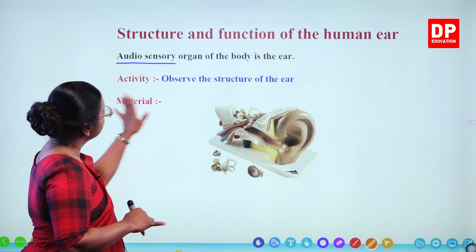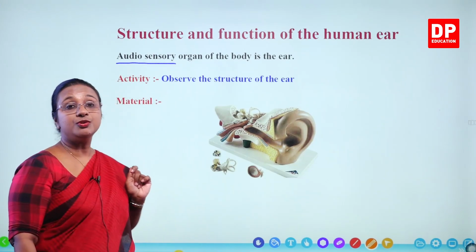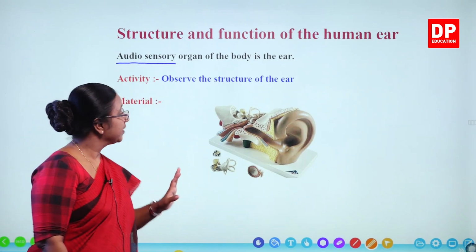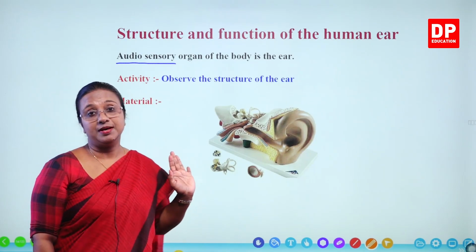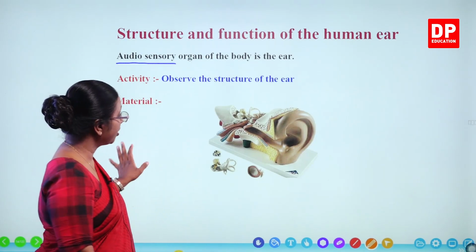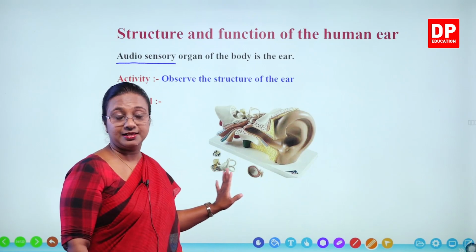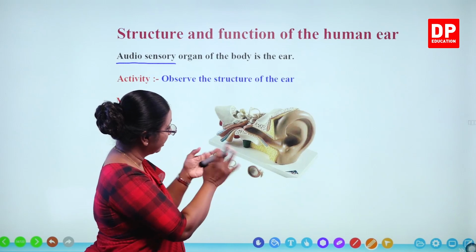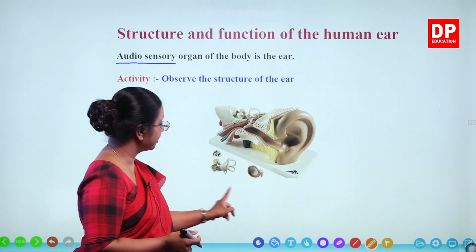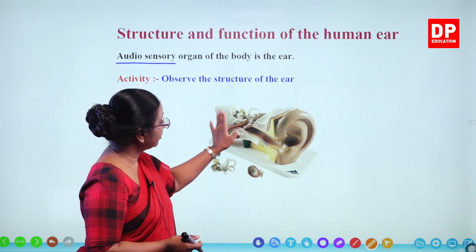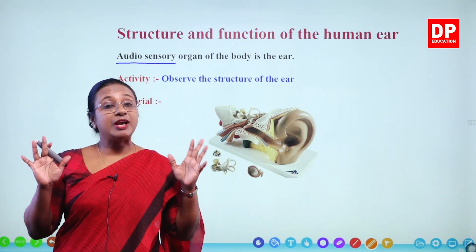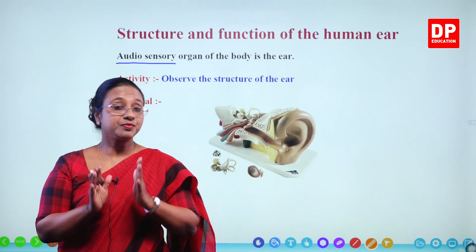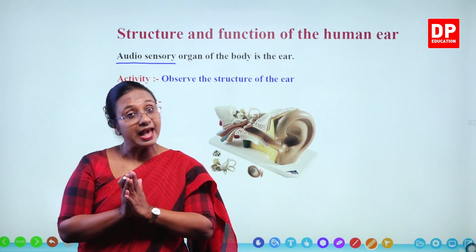So here, to start off the lesson, we are going to do an activity where we observe the structure of the ear. If you do it in the school laboratory, you all know there is a physical model like this, a model of an ear where you can look at the structures. You can take it apart, look at all the structures inside it, and then fix it again. So you can understand the structure and the functions of all these parts. So that's a very simple activity.